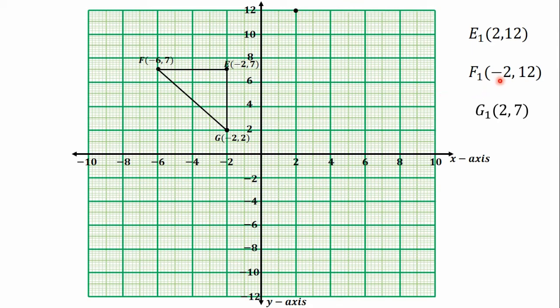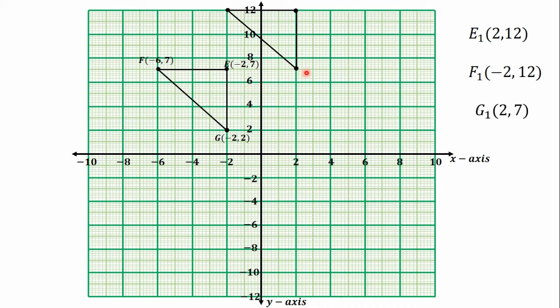F1 has the coordinates minus 2, 12. Minus 2 on the x-axis, 12 on the y-axis. We have that here. And G1 has the coordinates 2, 7. 2 on the x-axis, 7 on the y-axis. We have that here. So we join them to form the triangle E1, F1, G1, which is the image of the triangle EFG, after the triangle has been translated by the translation vector 4, 5.